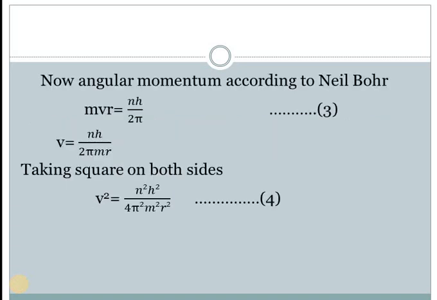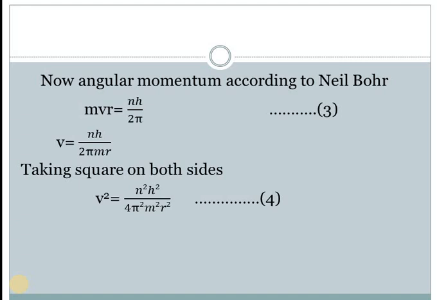Then, according to angular momentum, mvr is equal to nh by 2 pi. If you remember, in the important points or postulates of Bohr's atomic model, there was one point related to angular momentum. That is, mvr is equal to nh by 2 pi. If we leave v and take all the other things to the other side, we get v as nh by 2 pi mr.